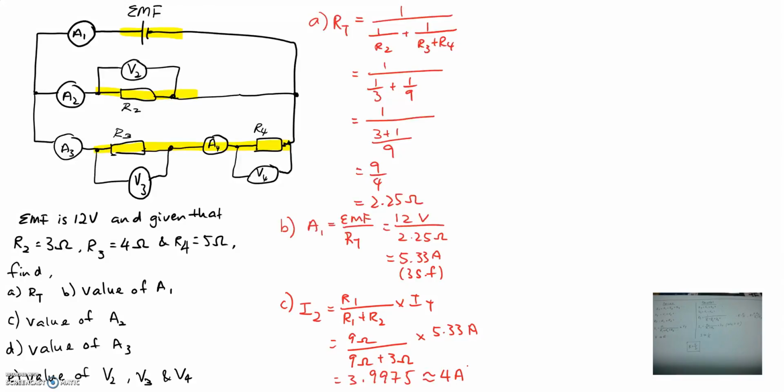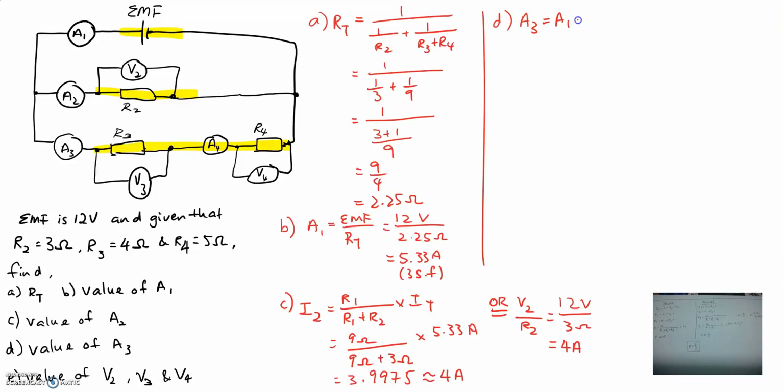Okay, so alternatively, there's another method. Because we know V2 and we know R2 as well, we can have 12 volts divided by 3 ohms, and that gives us 4 amperes as well. Okay, so next we talk about part D. Part D is A3. So A3 equals A1 minus A2, because this is a parallel branch. So with that, the total current is 5.33 minus 4 amperes, so you will be left with 1.33 amperes.